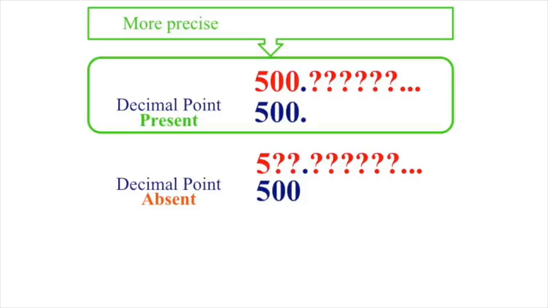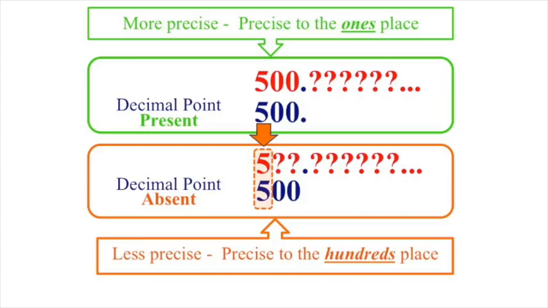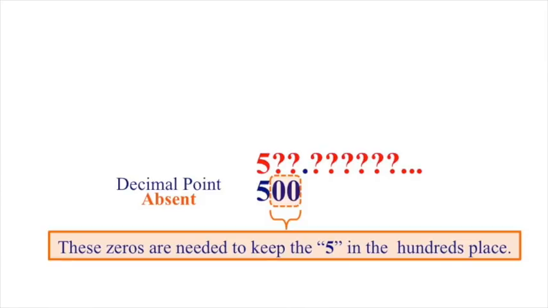When we write the value 500 using a decimal point, we know the number 100 times more precisely than we do when we write the number 500 without the decimal point. When 500 is written with a decimal point, it is precise to the ones place. When the number 500 is written without the decimal point, this implies that the precision is only to the hundreds place. The zeros are needed to keep the 5 in the hundreds place.